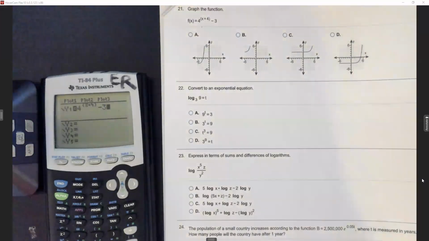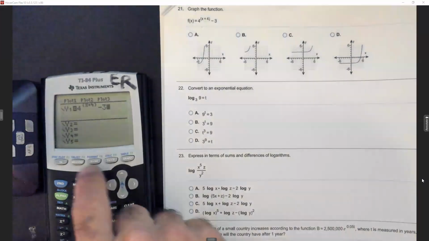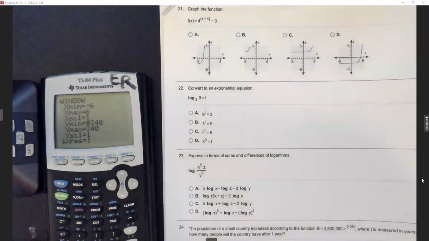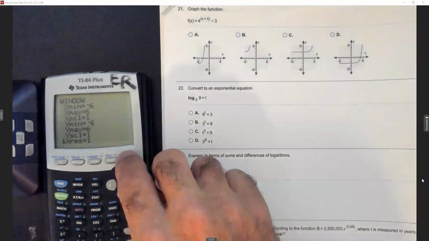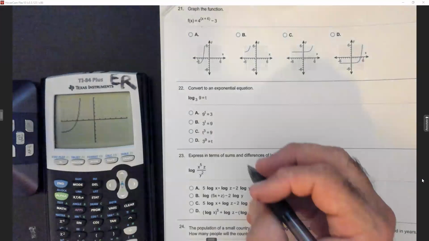Okay. Now, look here. They go from negative 6 to 6. So go to window. Negative 6 to 6, that was good. So this one needs to go negative 6 to 6, because that one was sitting on them 240s a while ago. Hey, the window's right. Hit enter. And look, my little graph is on the bottom left and goes up. Looks like A, right?